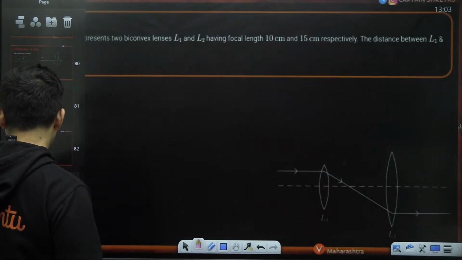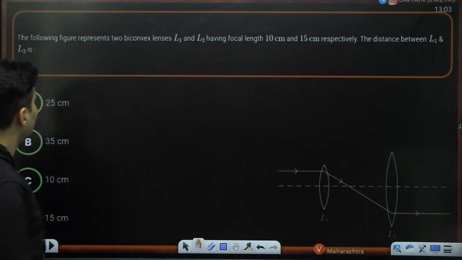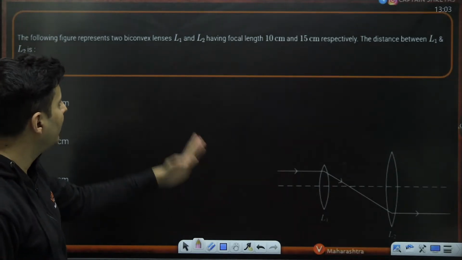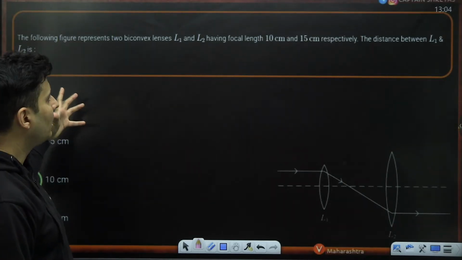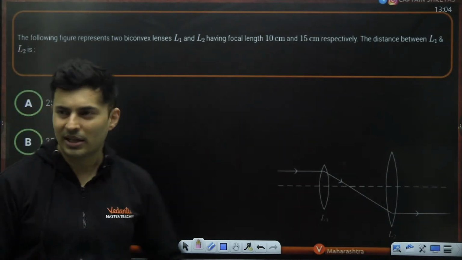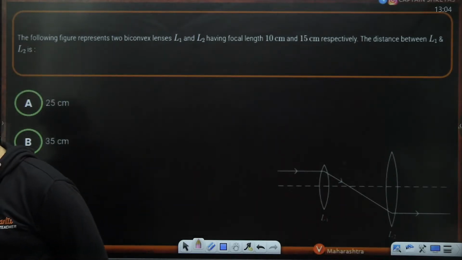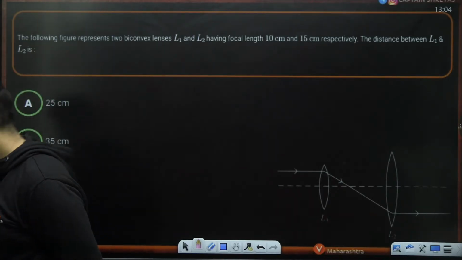Okay, here is the first question coming up on your screen. The diagram shows two lenses L1, L2, 10 and 15 centimeters. Distance between them is how much? Okay, this is very straightforward. Come on, guys. This you can do directly.